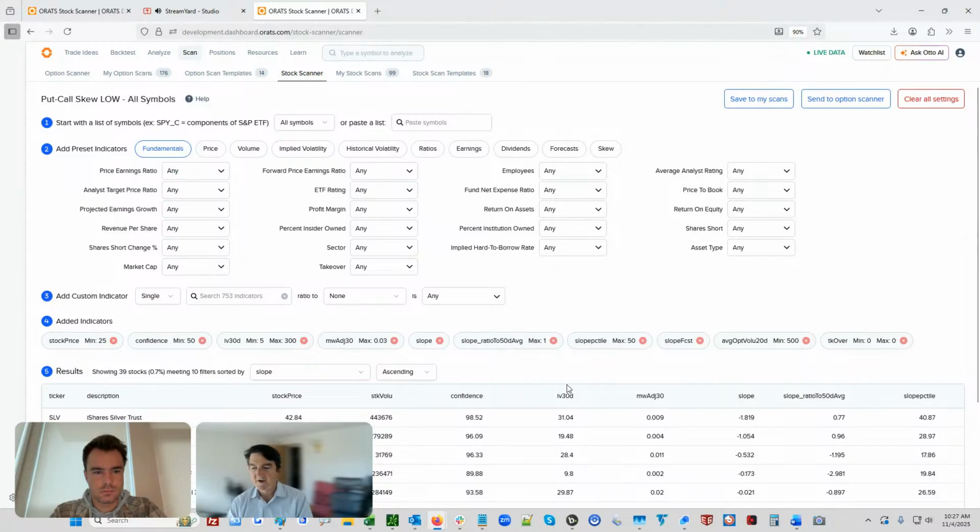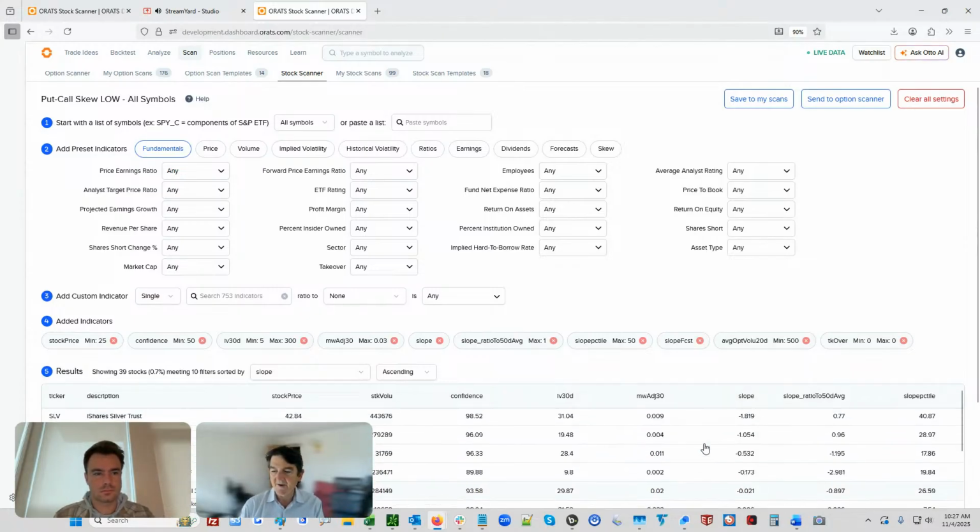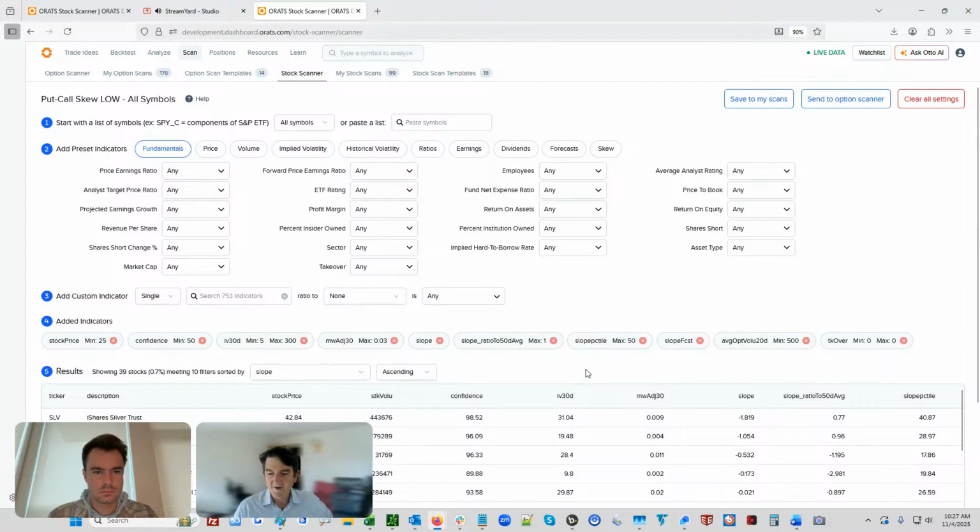So these are slopes with a max of 50, so underneath that. We're looking for low skew. Silver, and we talked about this before, has a low skew, a slope of only 1.89. Gold as well, TLT. These are all pretty flat. Like I said before, they tend to get more volatile as they go up. So this is how we would identify types of stocks with low slopes.